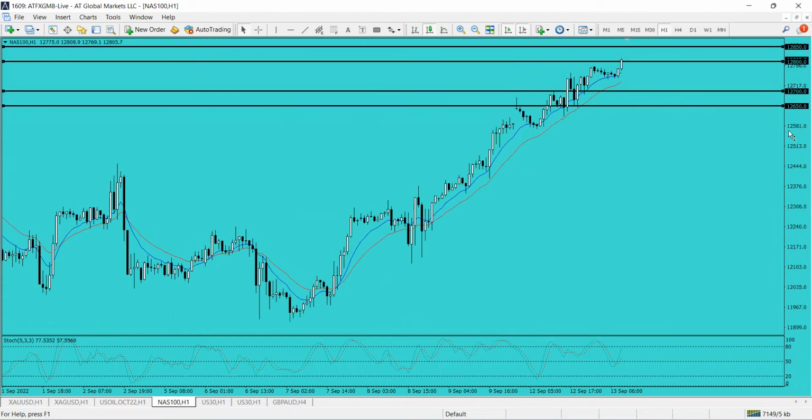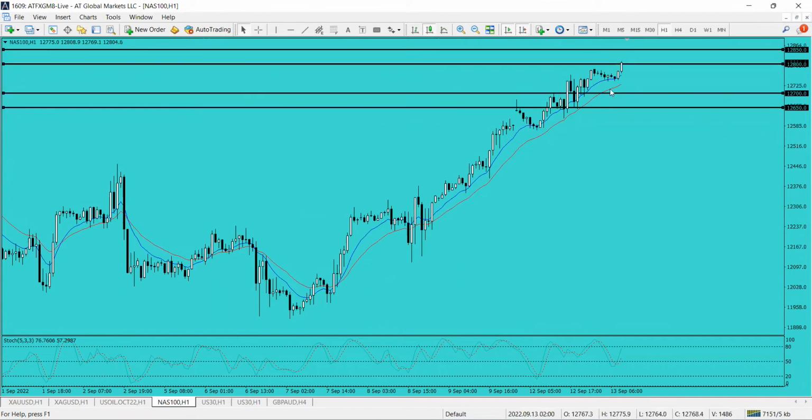But on the downside, if it's traded below 12,700, then it will pave the way towards 12,650. And if it can sustain lower than 12,650, the next possible target will be around 12,600. And of course, all the way to the 12,500 range.